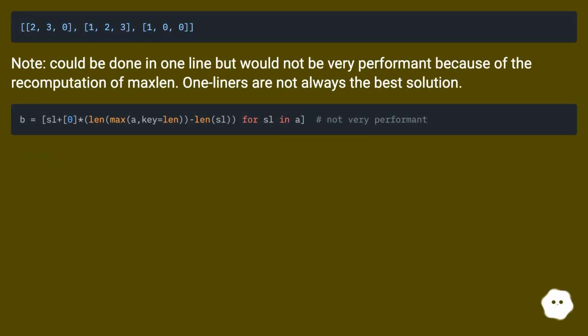Note, could be done in one line but would not be very performant because of the recomputation of maxlen. One-liners are not always the best solution.